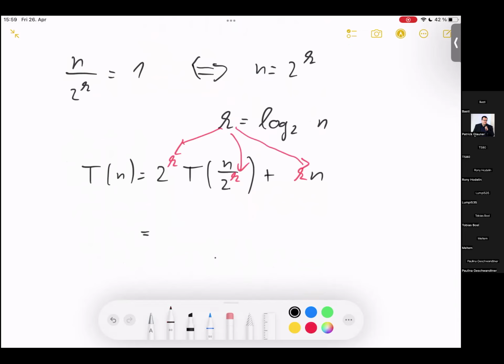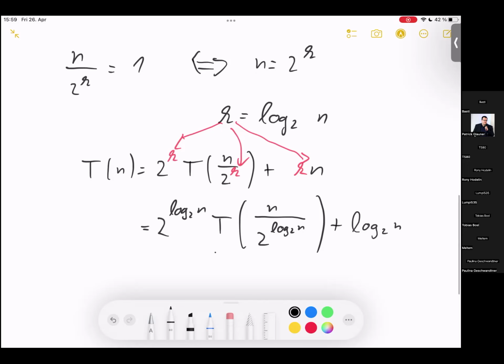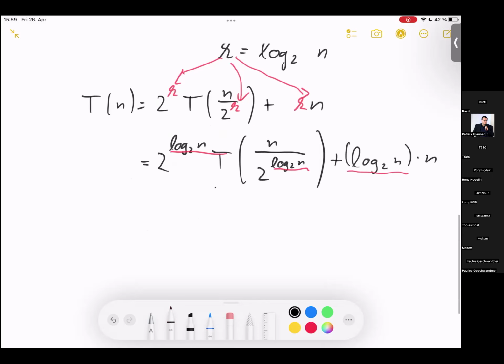So what I have is 2 to the power of log 2 n times t of n divided by 2 to the power of log 2 n plus log 2 n times n. This was the red part, this, and this. And now we can try to simplify this.